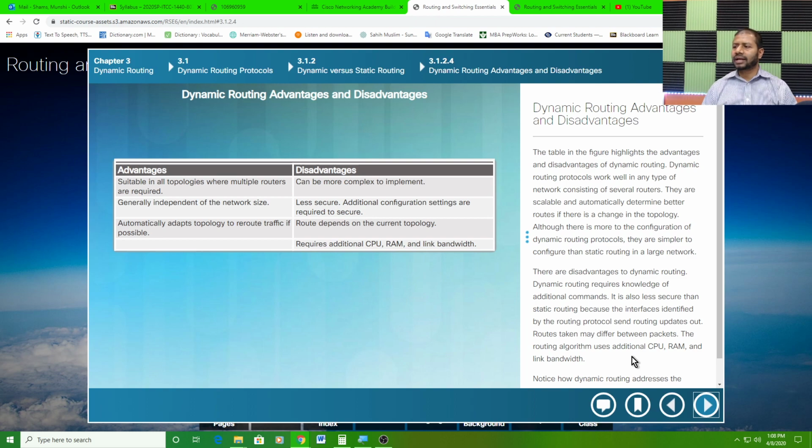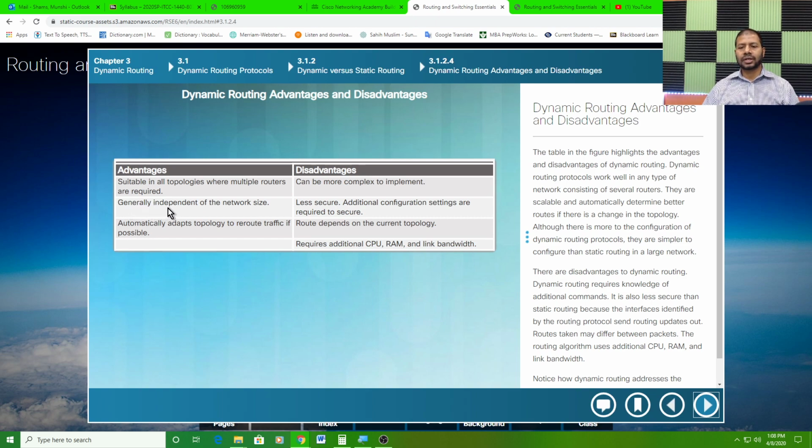So, dynamic routing advantages and disadvantages. Let's see the advantages of dynamic routing. It is suitable in all topologies where multiple routers are required. Yes, it is suitable for big, small, everywhere. In a small network, why do we choose static? Sometimes because of the simplicity. I don't have to configure all those protocols. That's why I use static. But if it's medium to big, you want to use dynamic routing. And of course, a few lines you want to write statically as well.